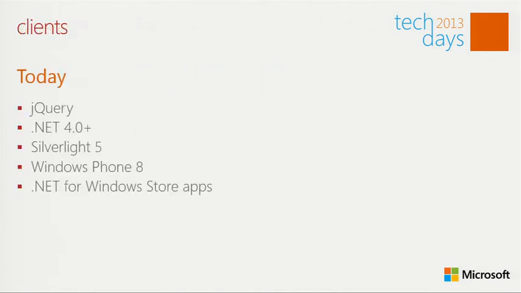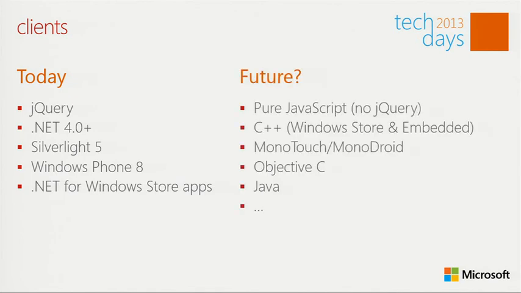Currently, we support the following clients. So jQuery, the ones you would expect, .NET, Silverlight, Windows Phone, Windows RT. Some of the things we're thinking about for the future include pure JavaScript. So right now we have a jQuery dependency in our JavaScript client, but it's not something that's as difficult to remove. So that's something that, based on community feedback, and actually, to be honest, since it's on GitHub, pull requests, we're looking into. C++, Monotouch, Objective-C, Java.